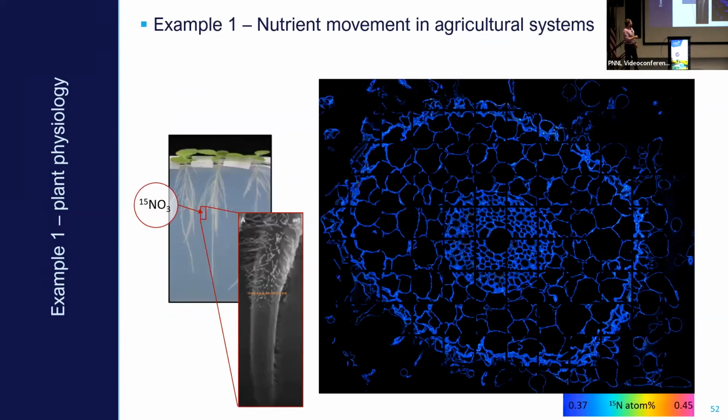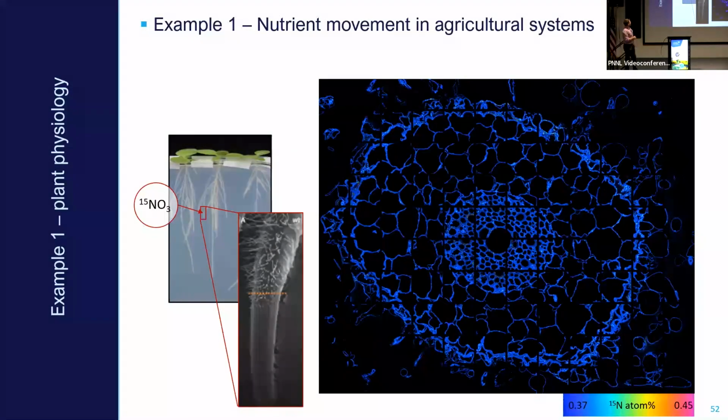So I'll jump along to a couple of examples here of how we've applied NanoSIMS in the plant sciences. This is from a user project. This is work done in the last few weeks, so it's relatively fresh. I'll just give you a simple rundown of the experiment. You don't need the details here.